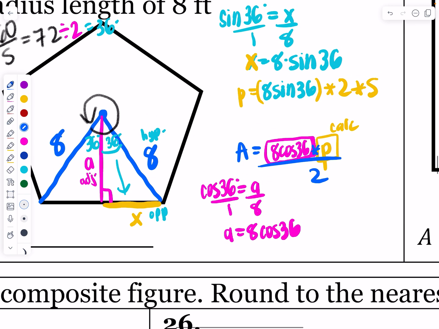So let's type this in. The perimeter is going to be 8 sine 36. Double that to get the side length. So 8 sine of 36, enter. Double that to get the side length. Multiply that by 5 to get the perimeter. That's about 47. You multiply that by 8 times the cosine of 36, and then you divide that by 2.